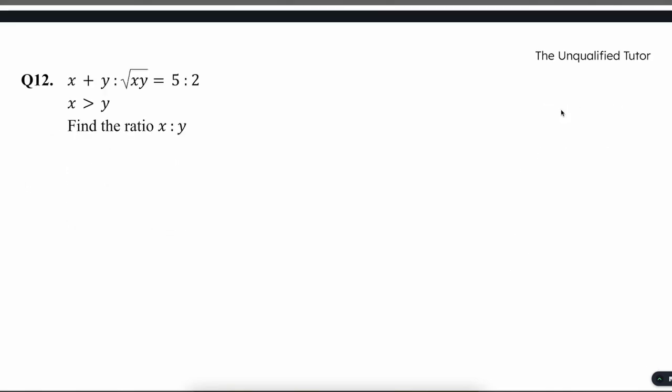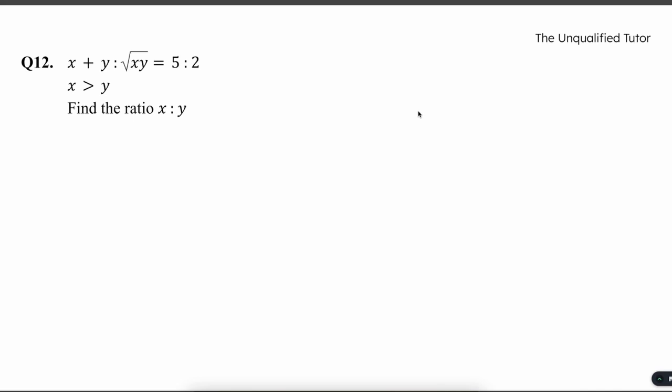So next question. x plus y to root xy is 5 to 2. x is greater than y. Find the ratio x to y. This one's quite a difficult one. You have to know how to use fractions to solve ratio problems. So if x plus y to root xy is equal to a ratio that we know, then we can write these as fractions, one over the other.